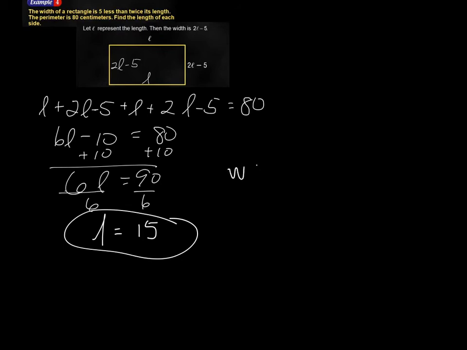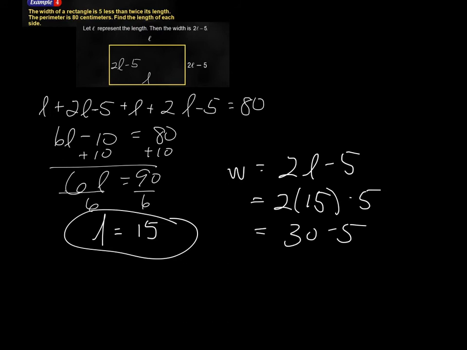So to get our width, the expression was 2L minus 5, so I just need to substitute in that. 2 times 15 minus 5 is 30 minus 5, which is 25. And once again, they did give us units. Okay, so that's centimeters. And we're done.